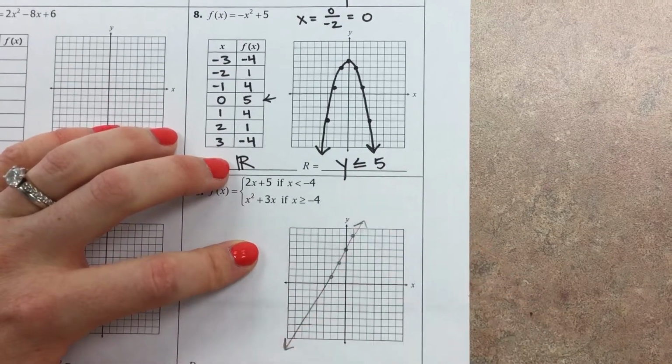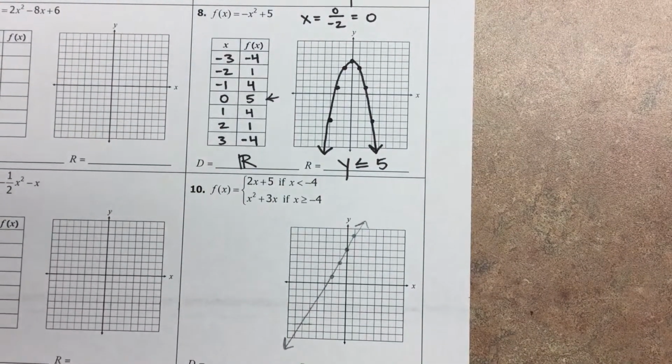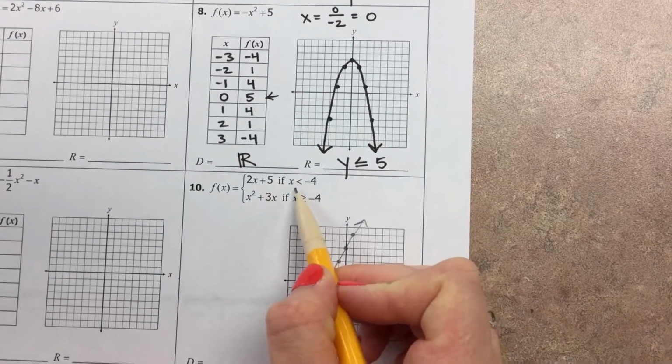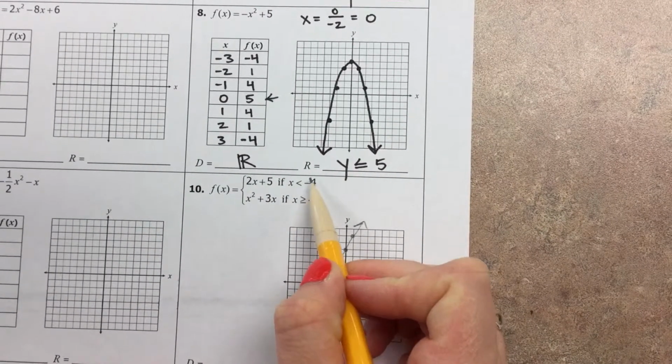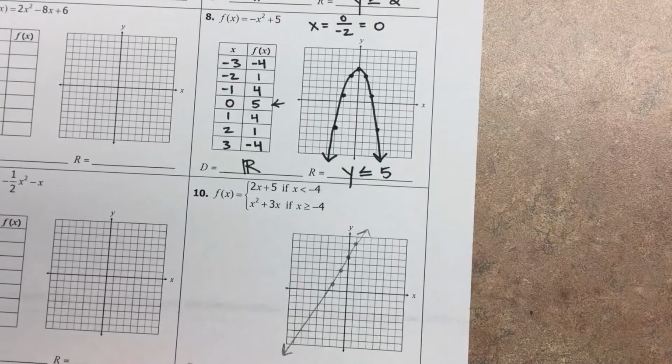And I'm doing it in pencil because I need to see what part I'm keeping. So this, I want to keep everything less than a negative 4. So let's just double check my accuracy here.